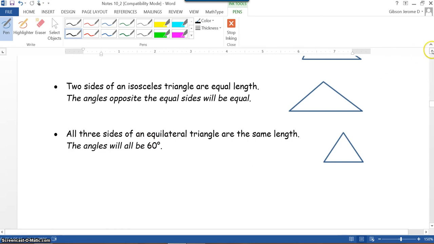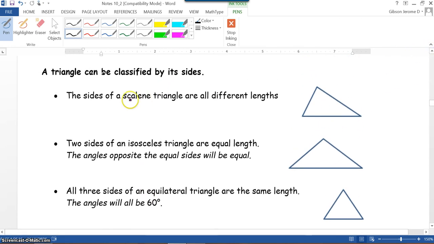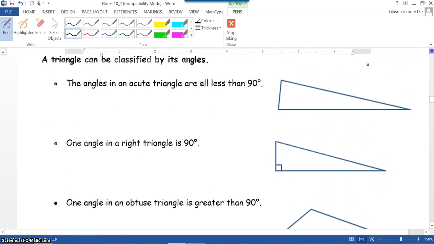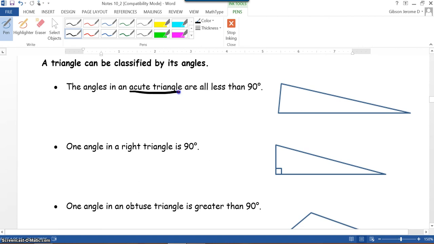Now, let me underline the name of these triangles. It's scalene triangle, then we have isosceles triangle, and we have equilateral triangle. Those are the names of the triangles for the sides. And then for the angles, we have acute triangle, we have right triangle, and we also have obtuse triangle.